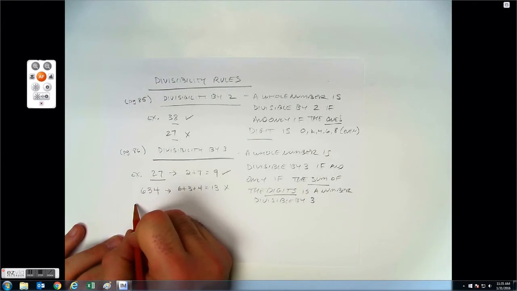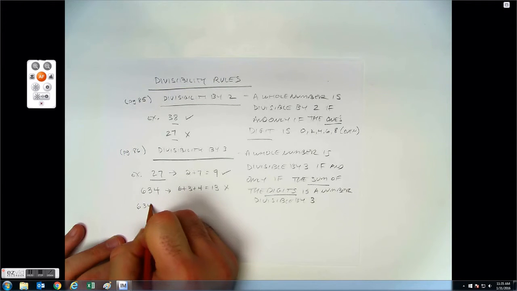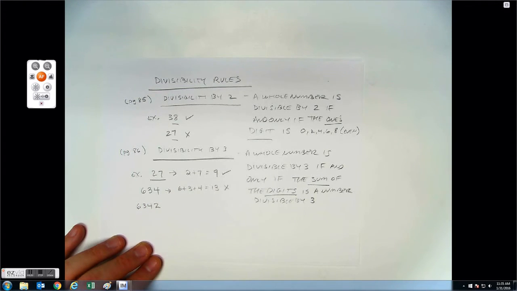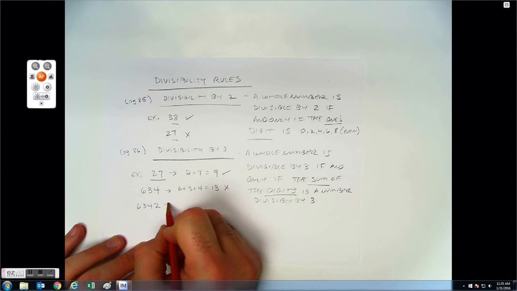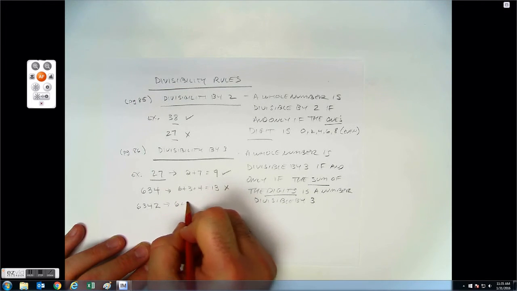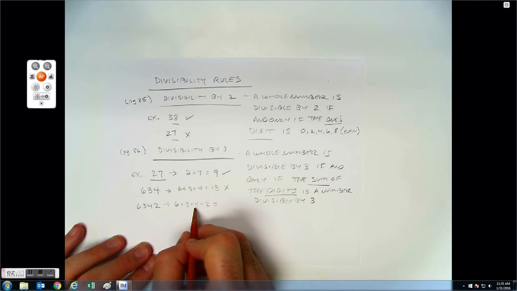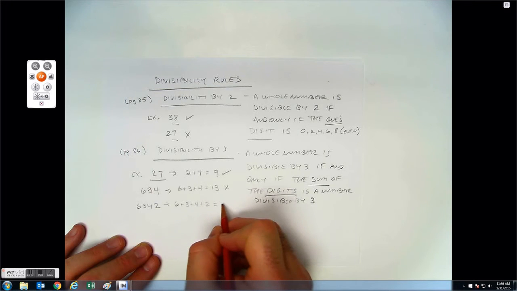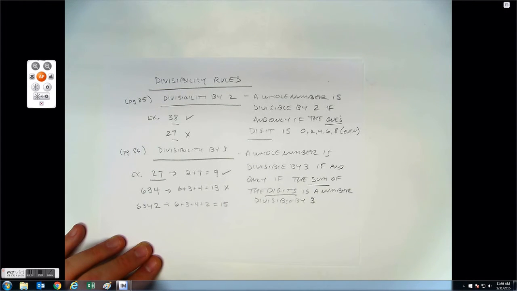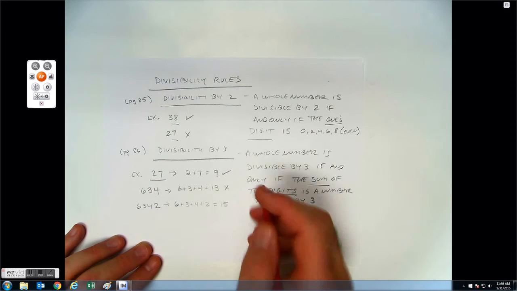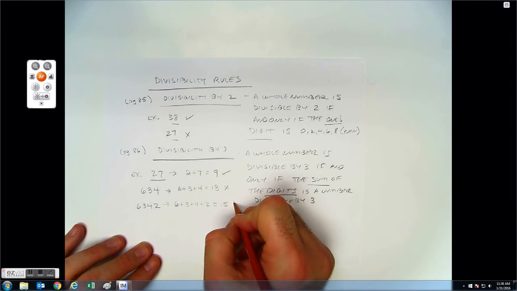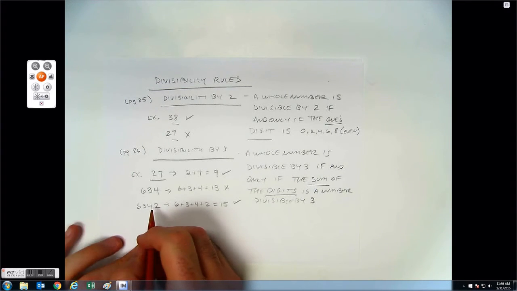Now what if I make this number 6,342 now? Is that number divisible by 3? Well, again, go straight to your new divisibility rule. 6 plus 3 plus 4 plus 2 now. We know the 6 plus 3 was 9, plus the 4 is 13, plus the 2 now is 15. Is 15 divisible by 3? Yes. So since 15 is divisible by 3, that means this whole number has to be divisible by 3.